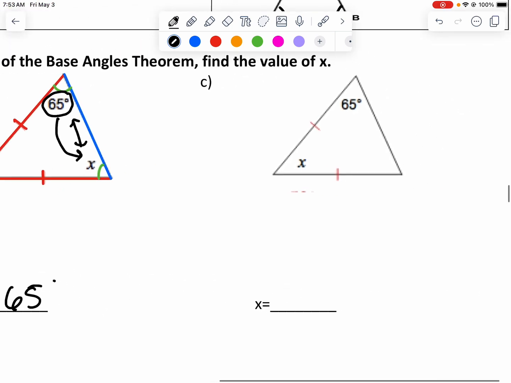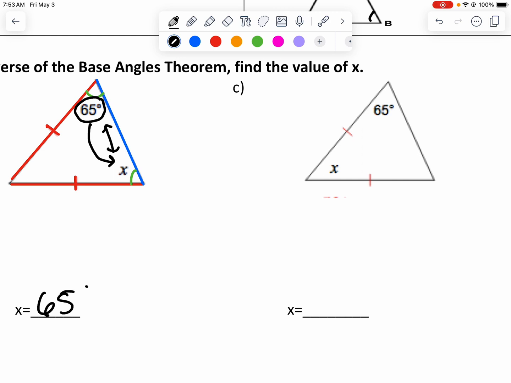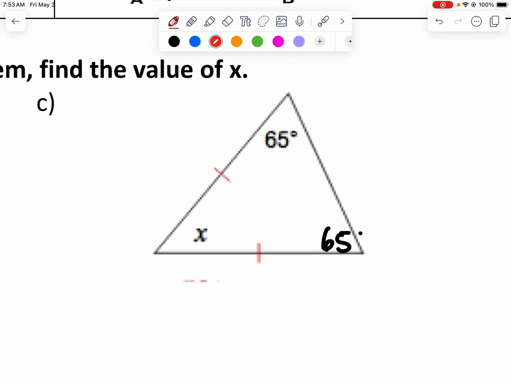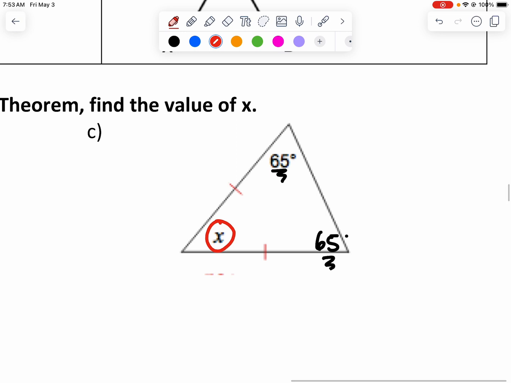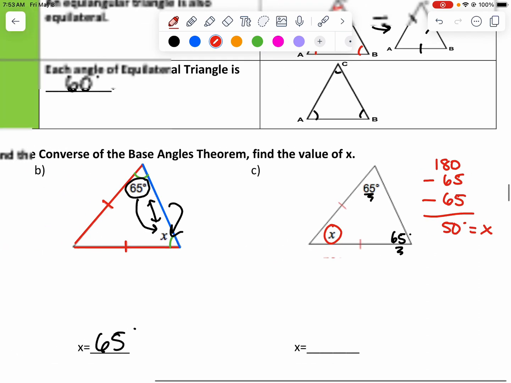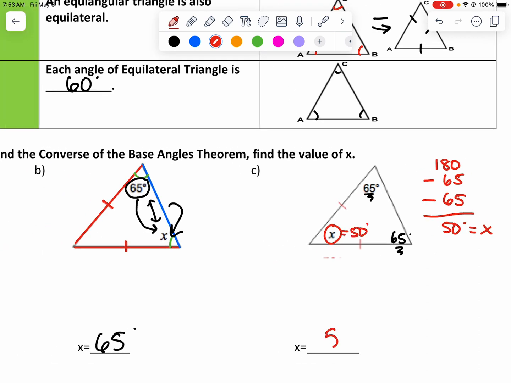How about letter C? It's the exact same shape, and it's given me some work already. I know that this one's 65, and then this one is 65. It's the exact same thing. And now, what do I know about a triangle and all of its angles if I have two and need to find the third? We learned this in 10.1. You just subtract the other two angles from 180 to find that missing x. So here, 180 minus 65 minus 65 gives me x is 50 degrees. Once again, these two shapes are the same. That's how I knew that that was 65, all right?